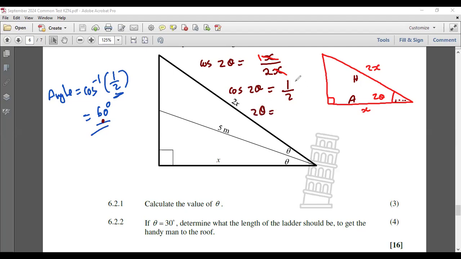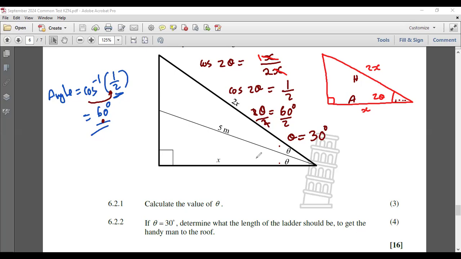So 2 theta is equal to what? Arc cos of this, which is going to give you 60 degrees. So divide by 2, you now obtain the value of what? Theta. Because this was 2 theta. We combined theta plus theta to give us 2 theta. So what is theta as a single angle? You're going to get 30 degrees if you divide this.